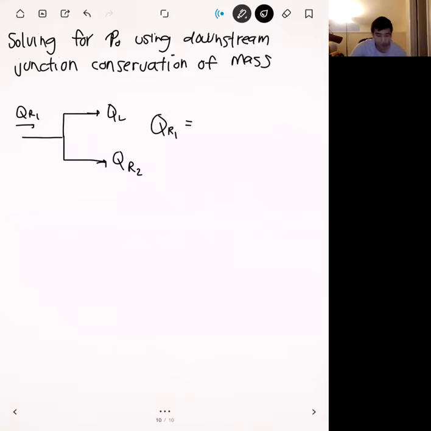We're going to perform conservation of mass. Coming in here, we have QR1, then we have QL, then we have QR2. QL is already fine, since it's the flow on the inductor, which we're going to solve for. But let's replace the expressions for QR1 and QR2. QR1 is going to be the same as before: PC minus PO, all divided by R1. Then we have QL, and QR2 here is going to be PO divided by R2.